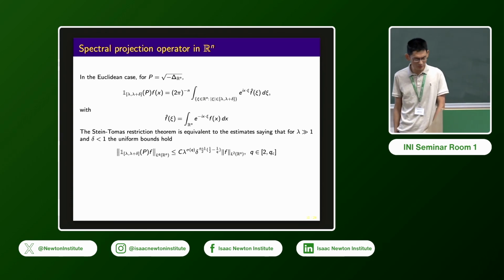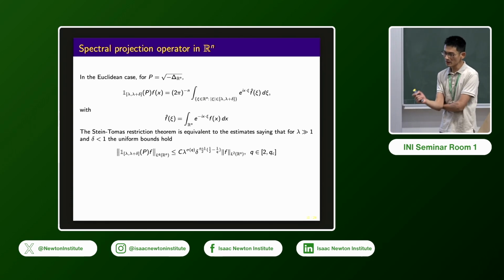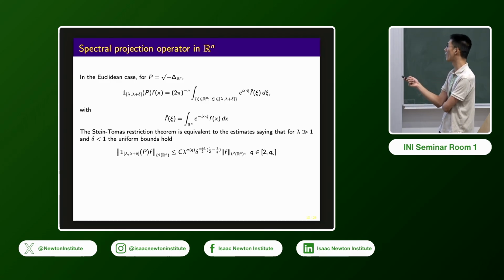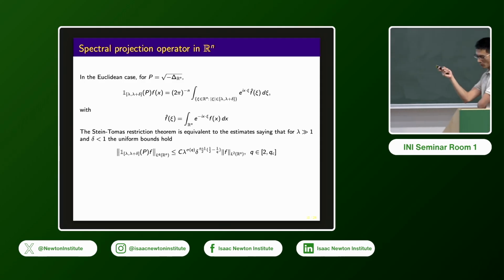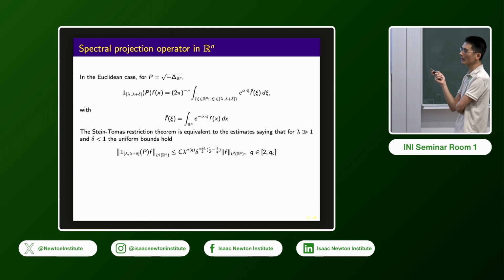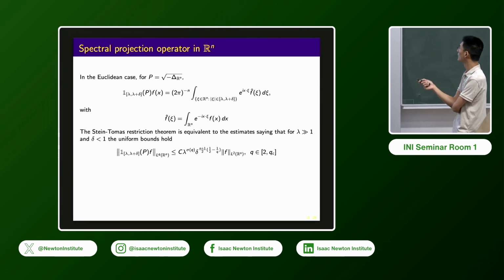So let's also compare with the Euclidean case. In the Euclidean case, the Stein-Tomas restriction theorem, for q between 2 and q_c, if you interpolate, you will get a power. So at q_c, this is 1/2, and at 2, this is 0. This is the power coming from interpolation. And the proof is by writing out the inverse Fourier transform explicitly and studying the restriction operator.